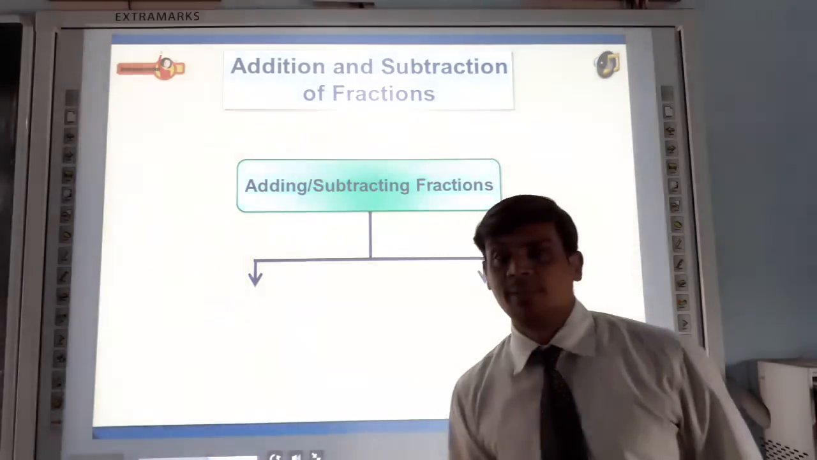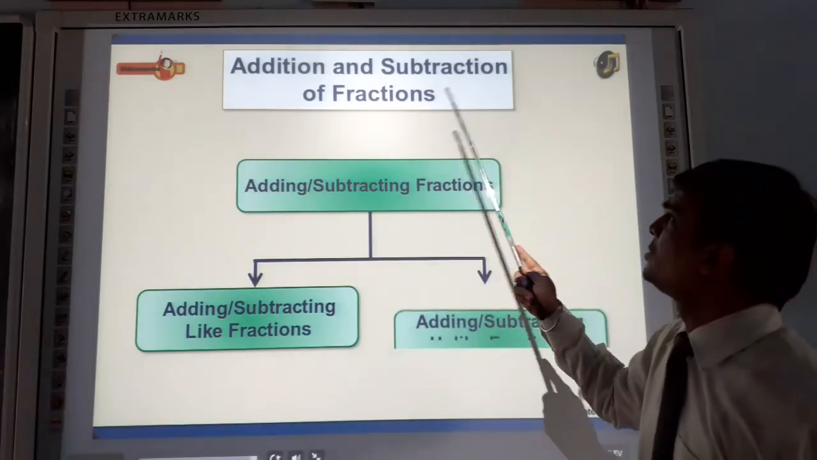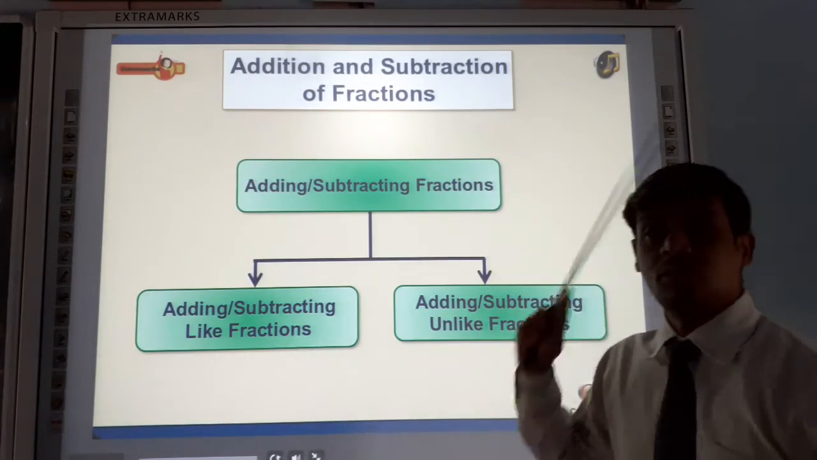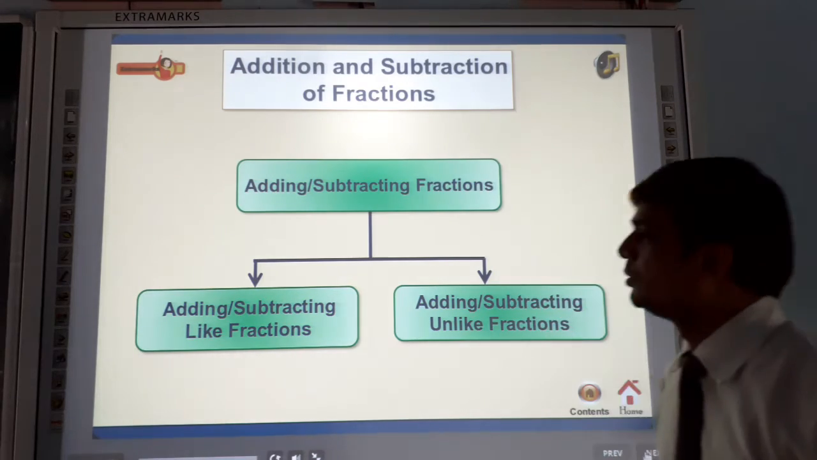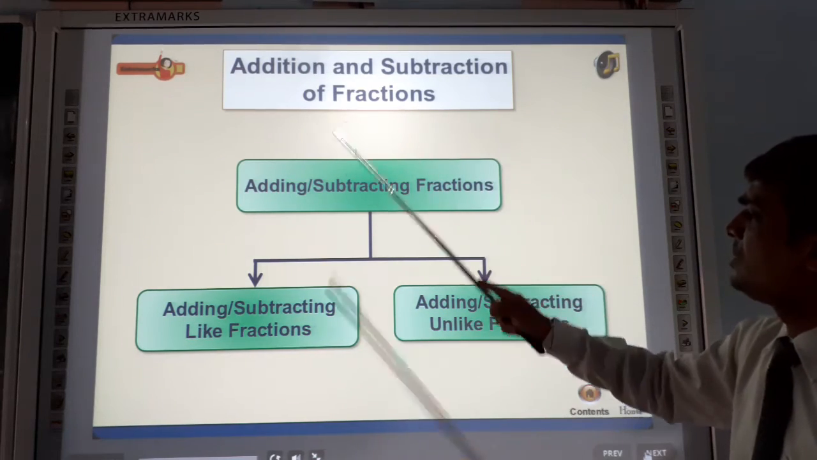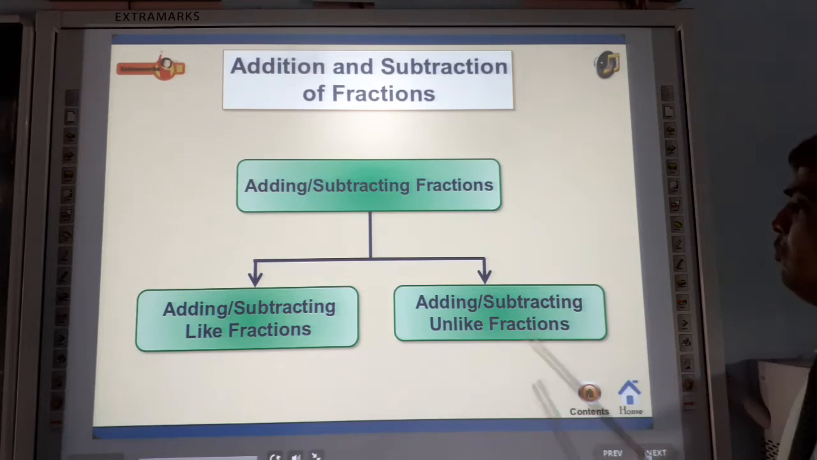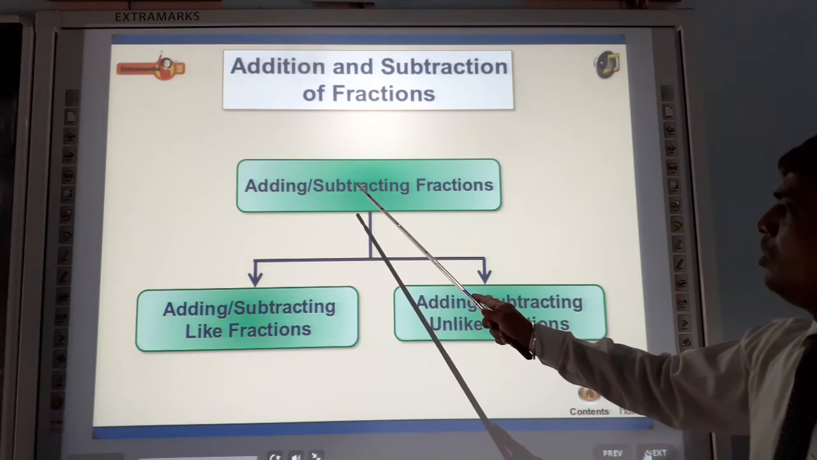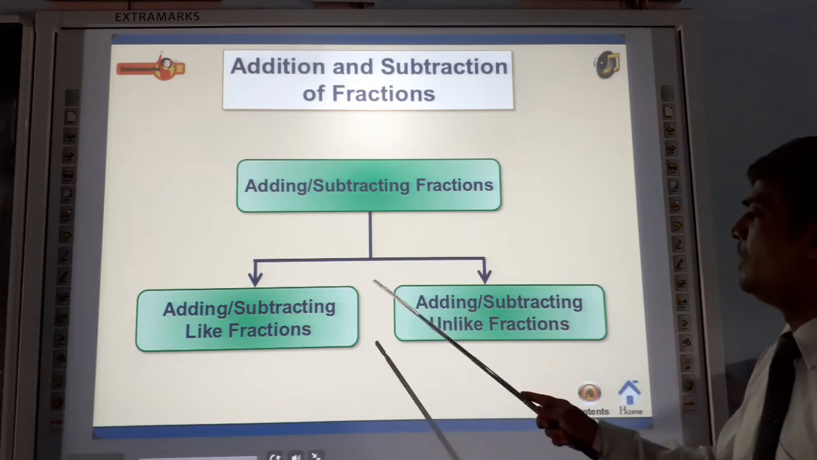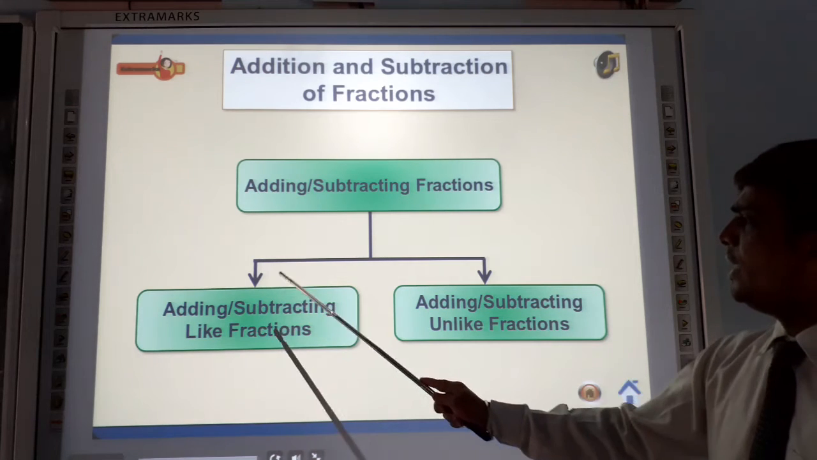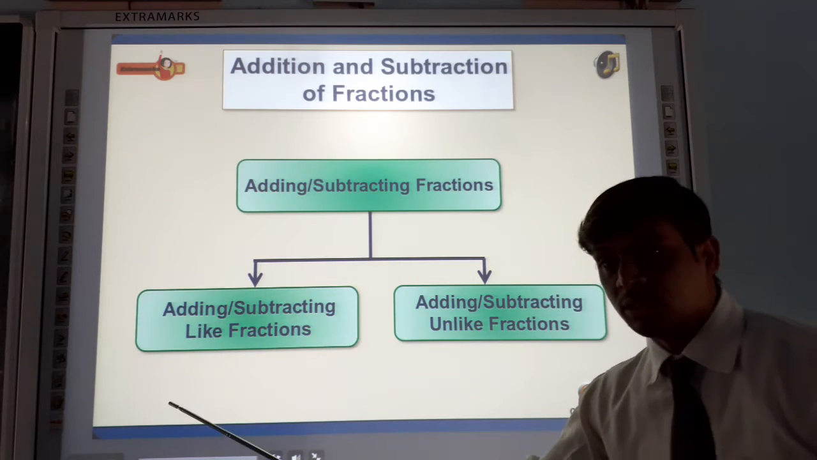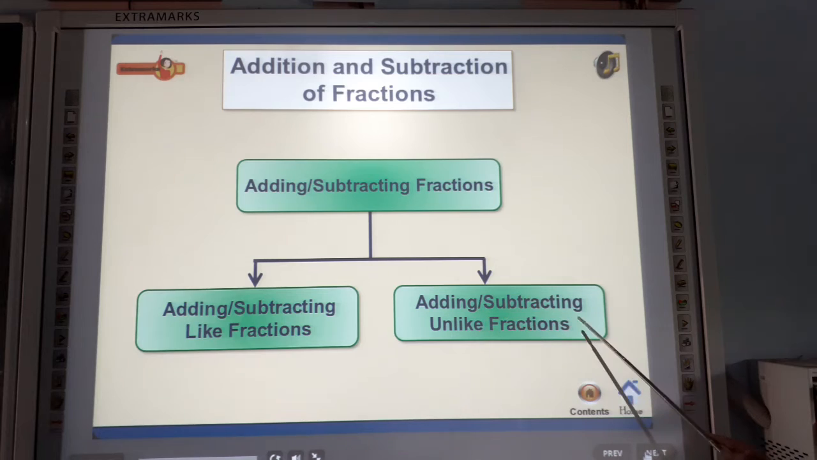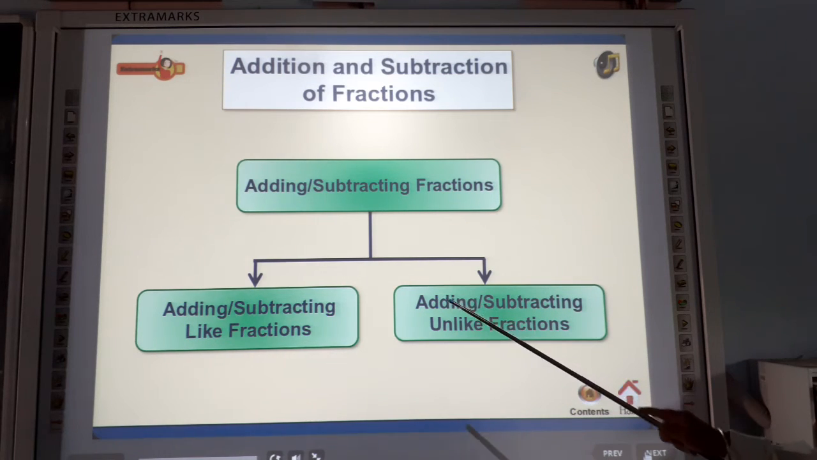Now next is addition and subtraction of fractions. Show the flow chart. Adding or subtracting fractions is divided into two parts: adding or subtracting like fractions and adding or subtracting unlike fractions. Look at this. Show the board.